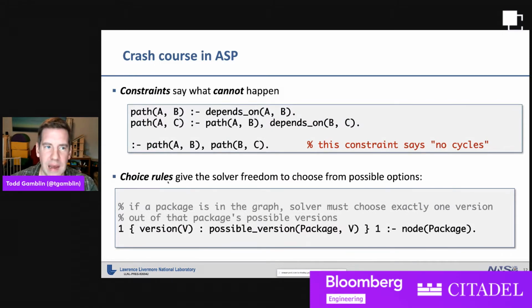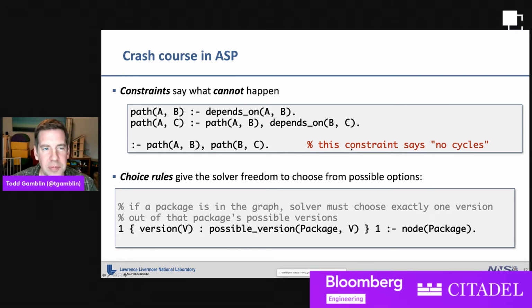Constraints can say what can't happen. So you can do very concise things like disallowing cyclic resolutions by saying, if A depends on B, there's a path from A to B. If there's a path from A to B and B depends on C, then there's a path from A to C. So this is just a transitive relationship expressed in 2 lines of code. And if you don't want cycles, then you just say you can't have a path from A to B and a path from B to A. It doesn't exist in the DAG. So that's how you do no cycles.